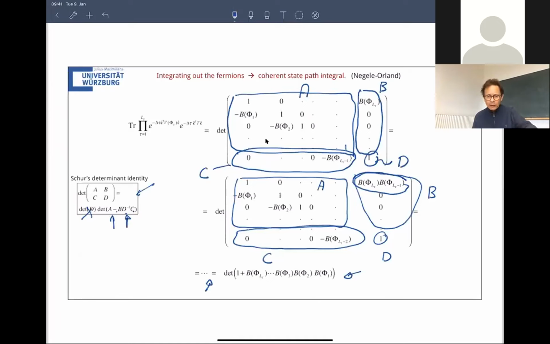Okay, so this is an elegant way of showing it, and it can be done without any approximations if you take care a bit about the normal ordering of exponentials of single particle operators.